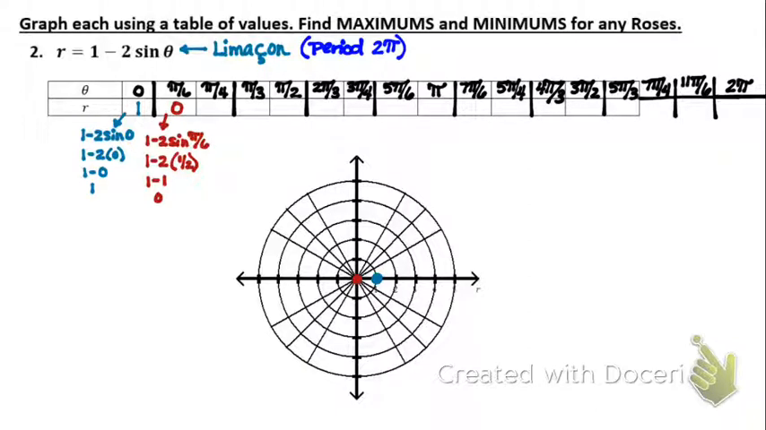What about when I use pi over 4 as my input? So I have 1 minus square root of 2. What would that be in its decimal form? About 0.4. Actually, it's negative 0.4, I believe, because we're subtracting. So here's pi over 4, and I need to go negative 0.4, so it's going to be back here.